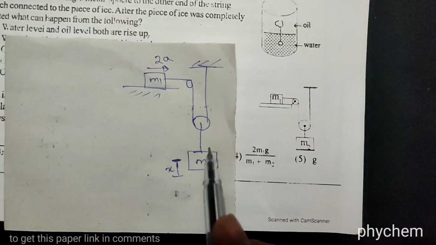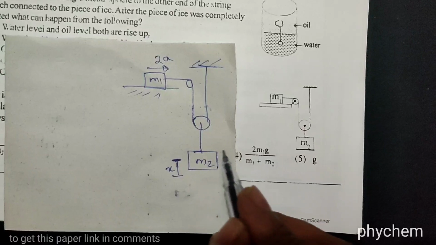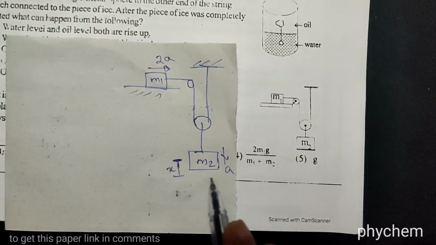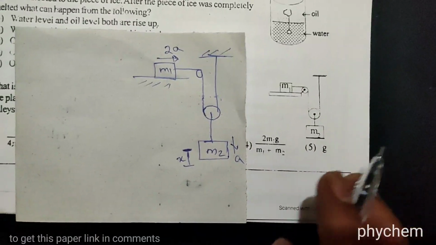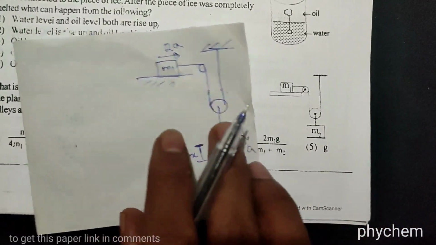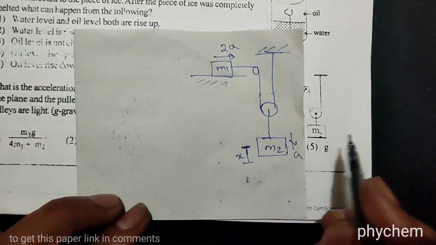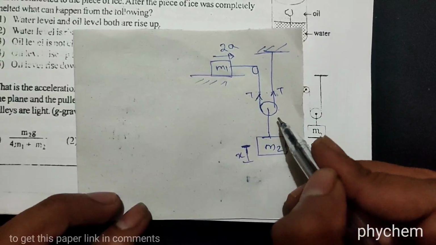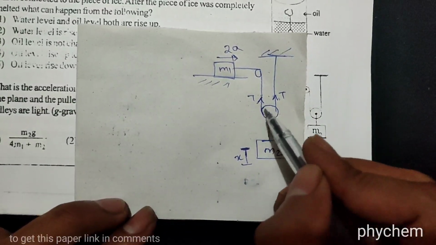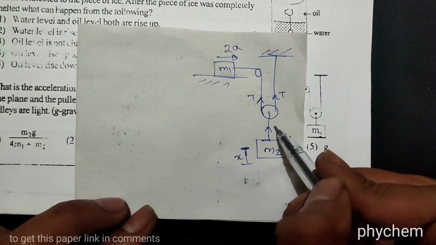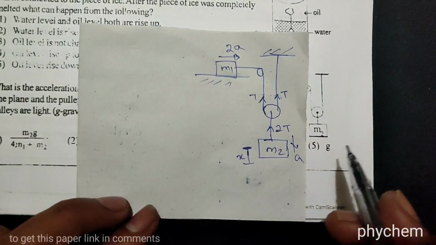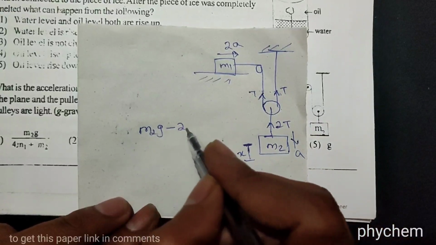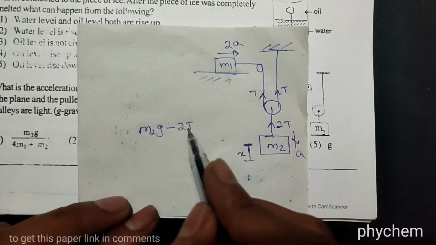When the mass m2 has acceleration a, according to Newton's law, the resultant force acting on this mass gives acceleration a. Here I'm considering tension T. The pulley has no mass, therefore it has to be 2T. So for this m2 mass in the downward direction, the force is m2g minus 2T.